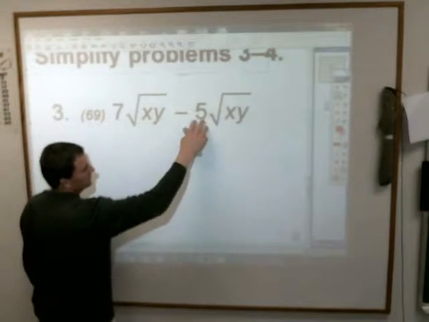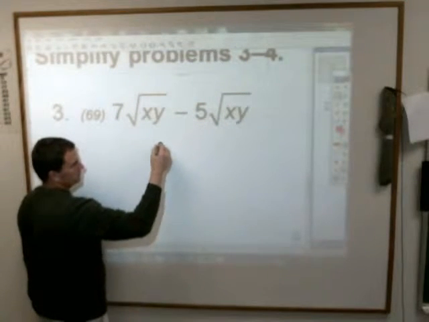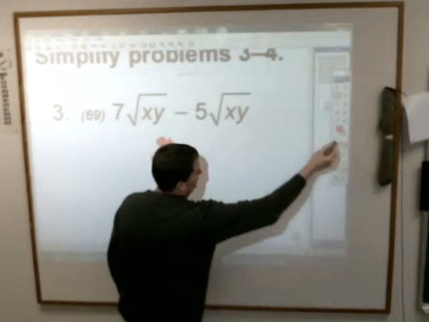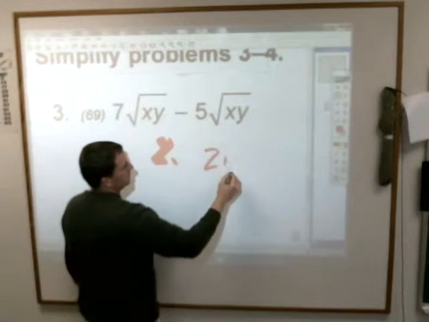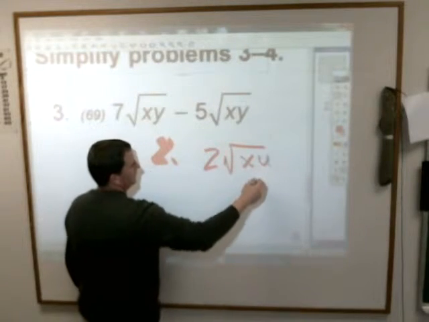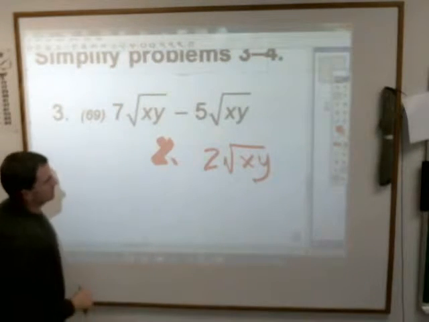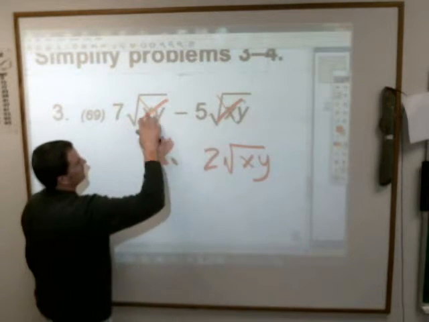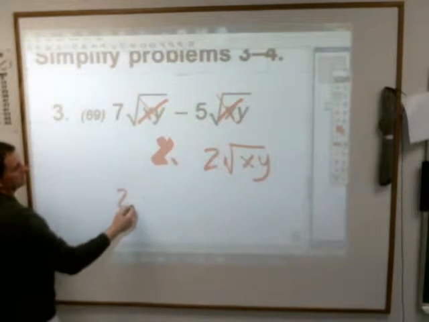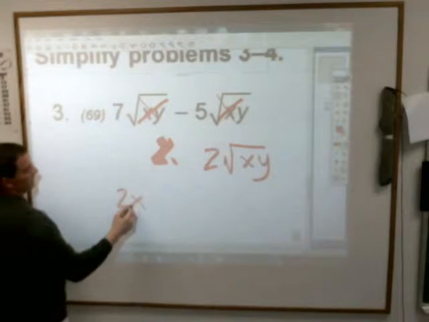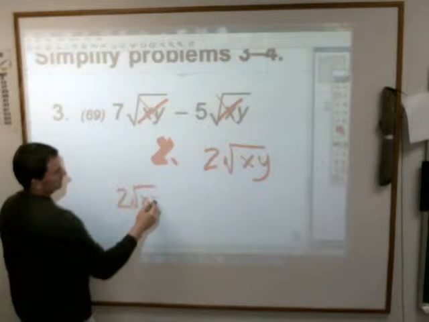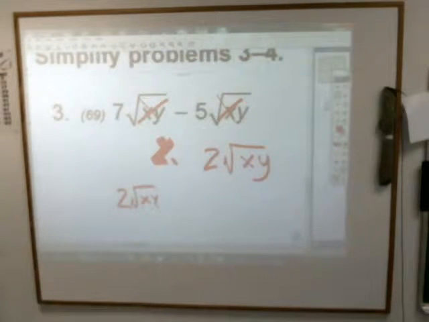You have 7 of these and you take 5 away, you're left with just 2 of those things. 2 square roots of xy. You think about square roots or radicals just like letters. If this was an x and this was an x, 7x minus 5x would give you 2x, but it's not an x, it's a square root of xy, so you have 2 square roots of xy. Now it should be an easy one for the future.